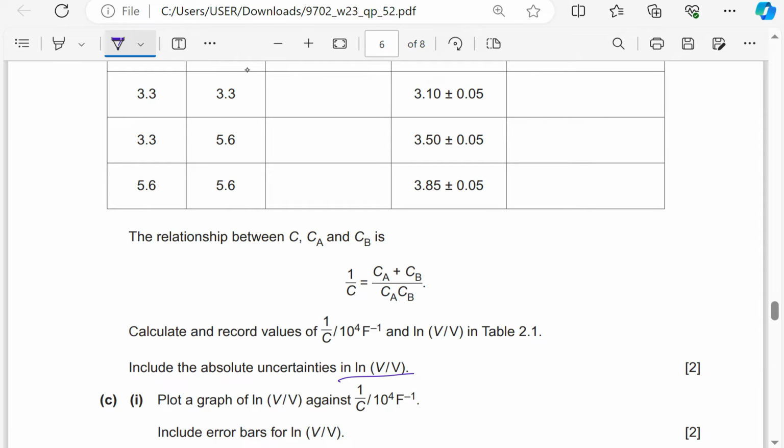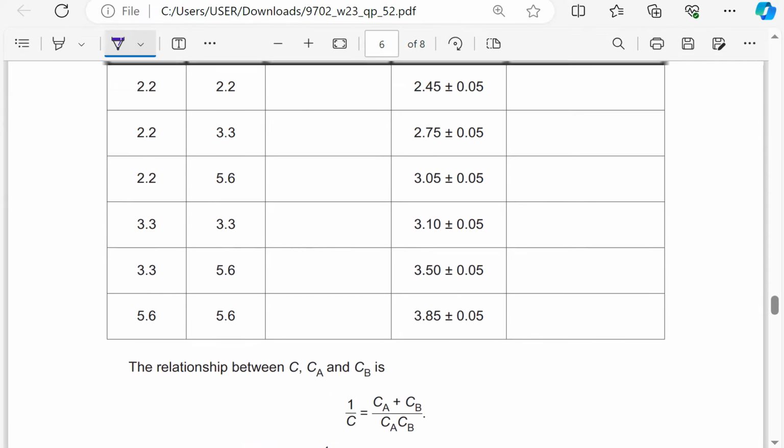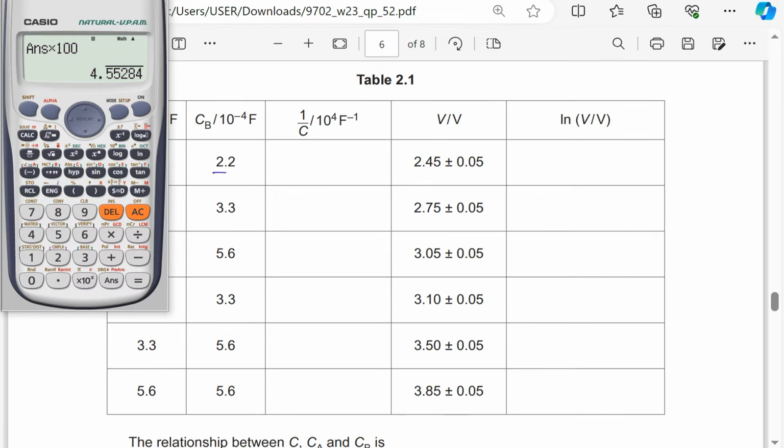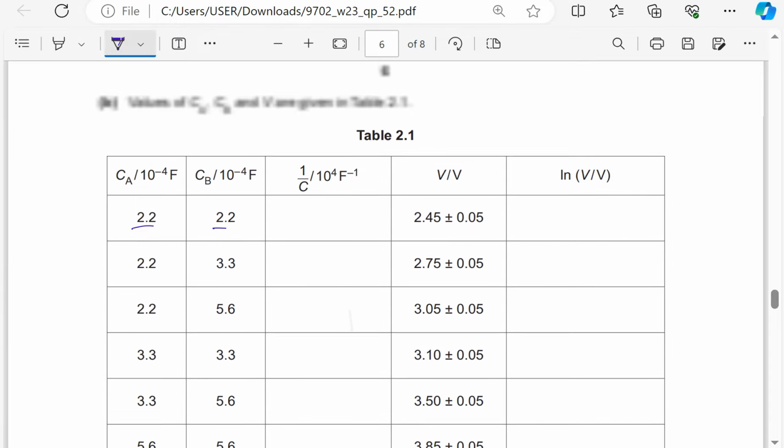Okay, so let's first calculate 1 over C. You must make sure that you at least maintain the same number of significant figures. You see that these are 2, so we must maintain 2 significant figures.